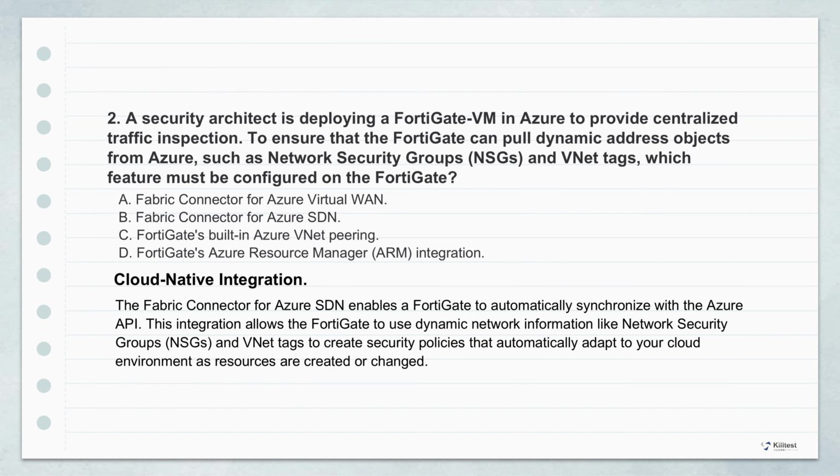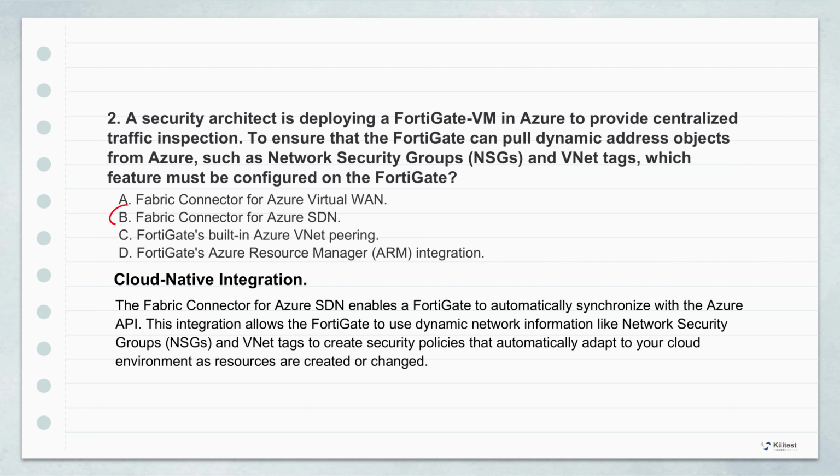What about Azure? Things are always a bit different there. Let's say you've got a FortiGate VM in Azure, again, for centralized inspection. How does it, magically know about all the dynamic stuff, like Azure Network Security Groups, NSGs, or maybe VNet tags, stuff that changes? How does it build smart policies around that? Yeah, that's not magic, thankfully. There's a specific feature you need. It's called the Fabric Connector for Azure SDN. You have to have that configured on the FortiGate. Fabric Connector for Azure SDN.